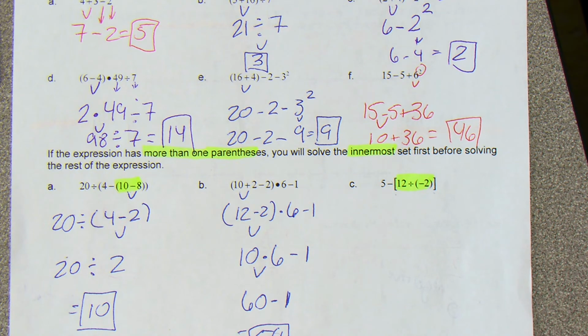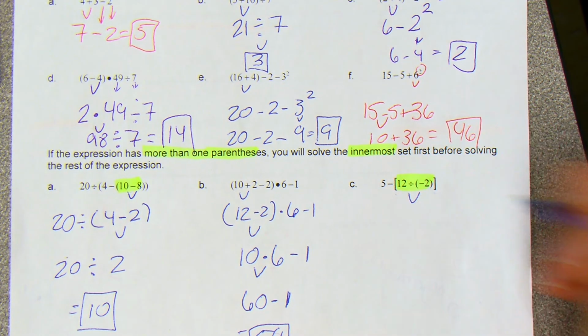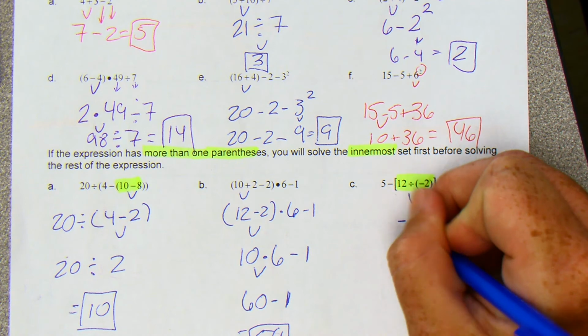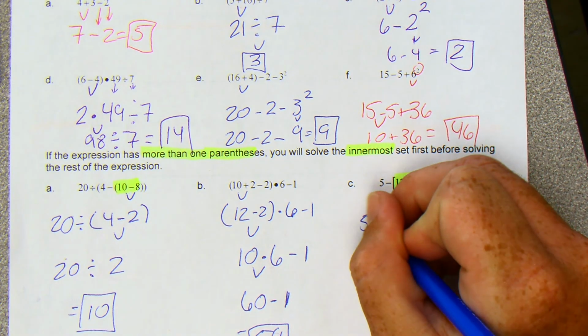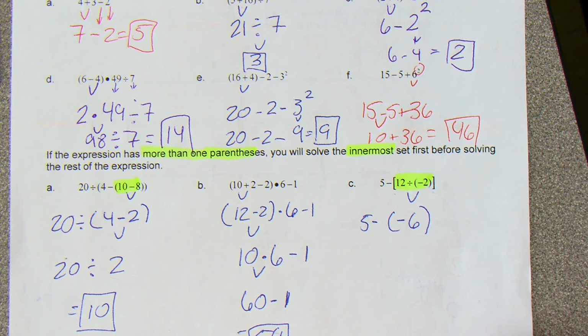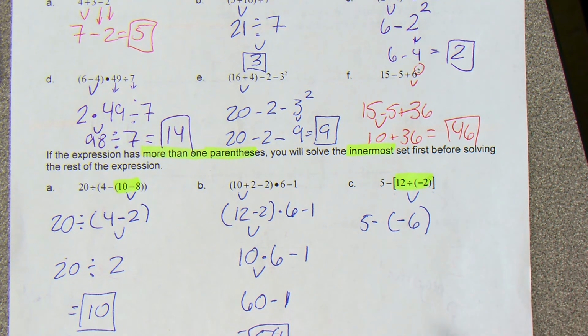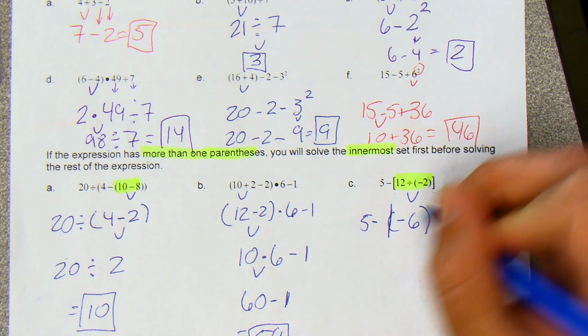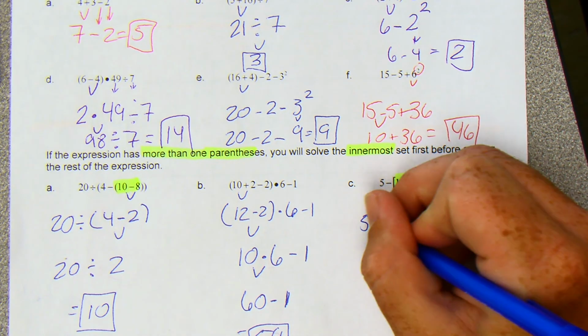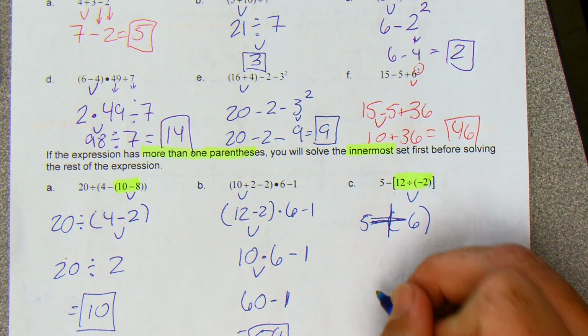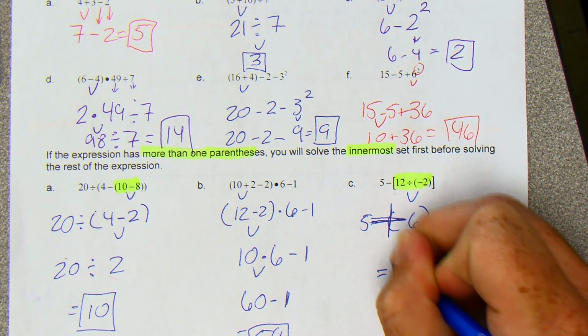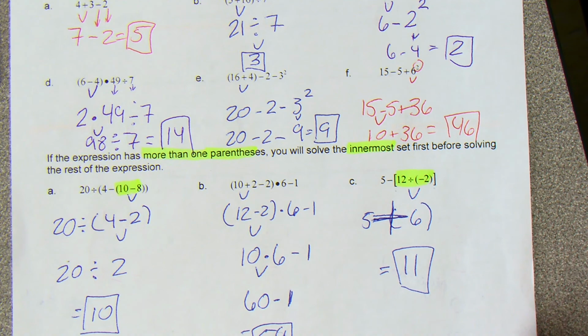Remember, when you divide 2 numbers and they have opposite signs, so one's positive and one's negative, you're always going to get a negative. So 12 divided by negative 2 is negative 6. I'm going to bring down my 5 and my minus sign. I'm going to put this in parentheses so we know it's also a negative 6. And now, oh look, I have 2 negatives right next to each other. Remember, 2 negatives always make a positive. So I'm going to change this to a giant plus sign. Now all I have to do is 5 plus 6, and that is 11. That is the final answer to this problem.